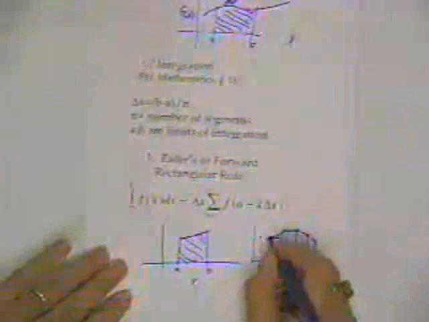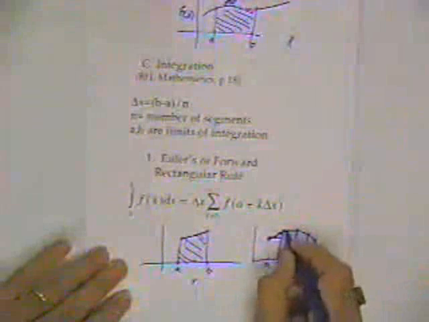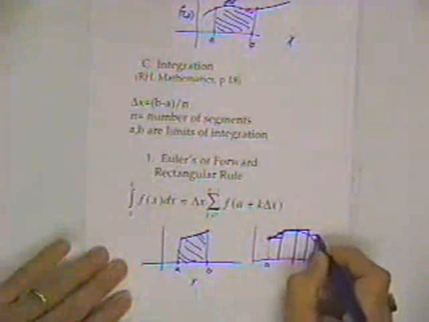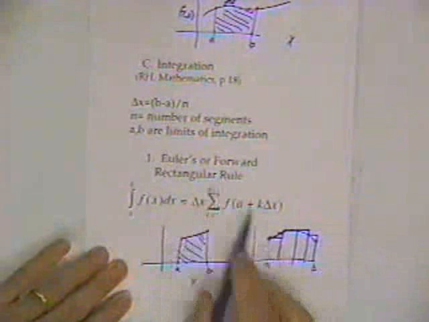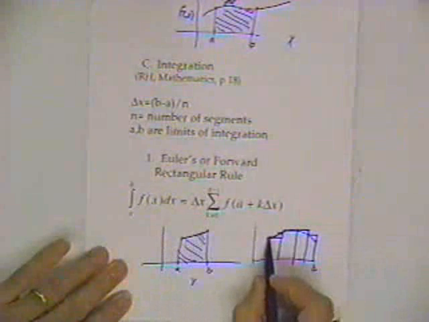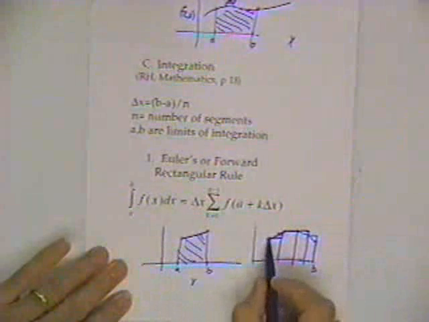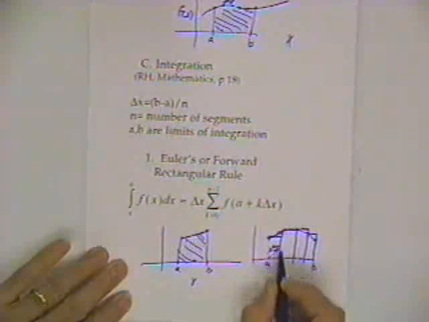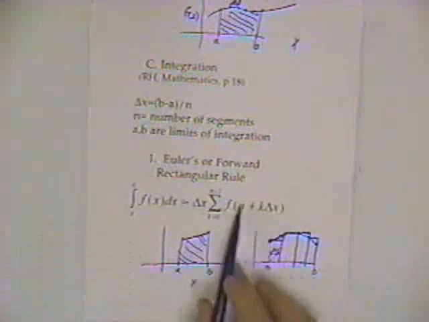All right, so what it's doing is taking this point and using it to estimate the function, taking this point to estimate the area, this point to estimate the function, and so forth. So the forward rectangular rule means that to calculate the area in this segment, it's doing so by calculating the value of the function at the start of the interval and multiplying it times the width, which in this case is delta x, and then adding all of those points up.